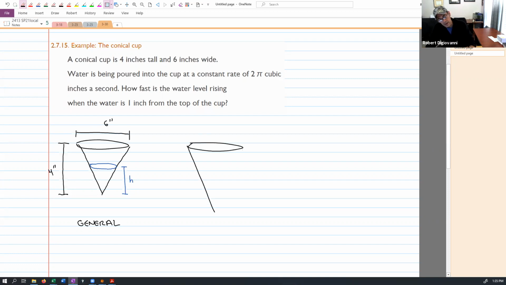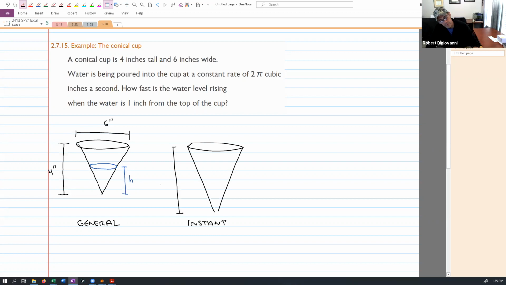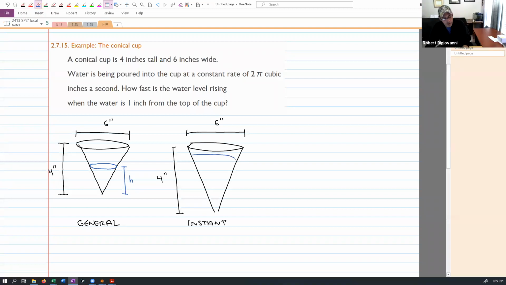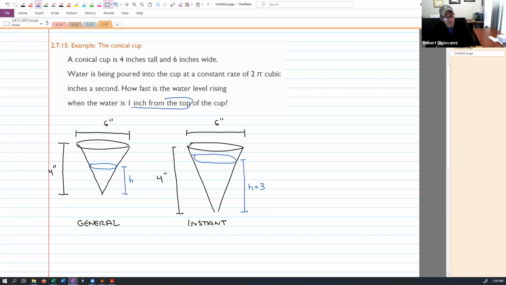Now let's try the instant in time. At the instant in time, this is still 4. This is still 6. But where's my water level? 1 inch from the top. So 1 inch from the top would be 3 inches. Then this H would be 3. Everyone understand that? It's 1 inch from the top, which means that if it's 4 inches tall, then it's risen by 3 inches.